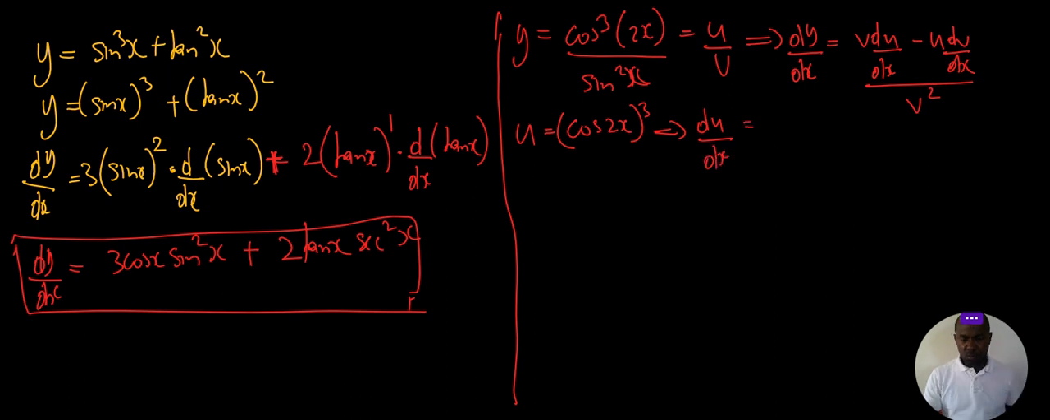what's the first thing we do? We bring the 3 down and multiply by it. This is 3. We put back cos 2x inside the brackets, and we reduce the power by 1 to give us cos 2x squared.